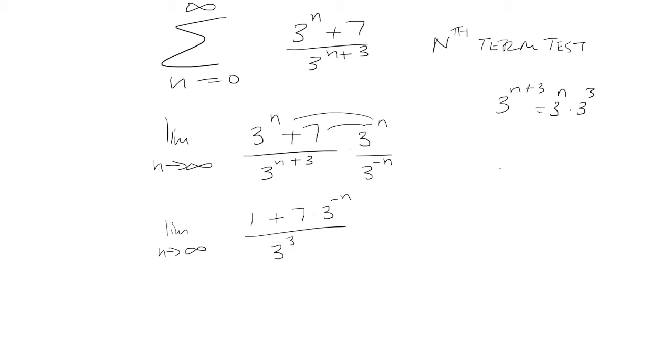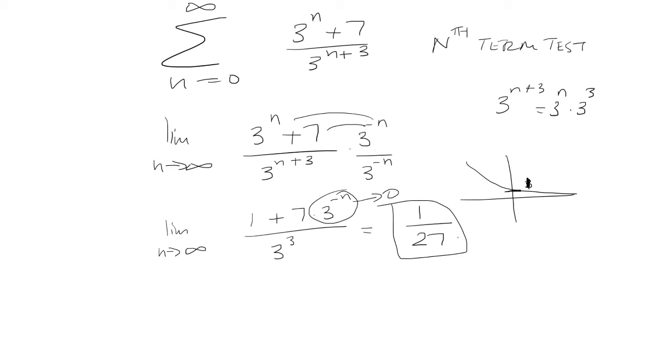Now, 3 to the negative n is going to look something like this. And at 0, it's going to be 3. Sorry, at 0, it's going to be 1. So as n approaches positive infinity, this thing should go to 0. So you basically have 1 over 3 cubed, which is 27. That's your limit, which does not equal 0. Thus, by the nth term test, this diverges.